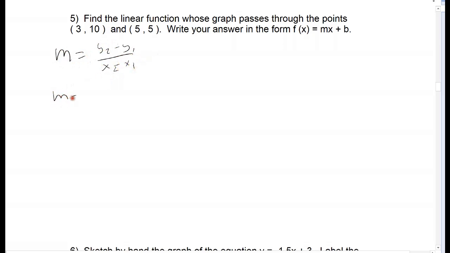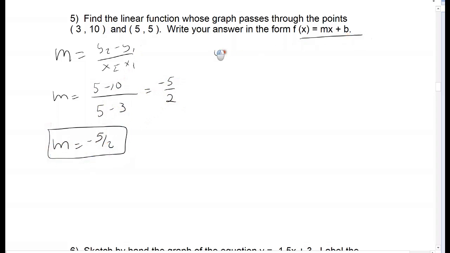And so in this case, 5 minus 10, and then 5 minus 3, so I get negative 5 over 2. And so my slope is negative 5 halves. Alright, then I want to find my line, y equals mx plus b. I need to find the b part. I know the m part. I don't know the b part.